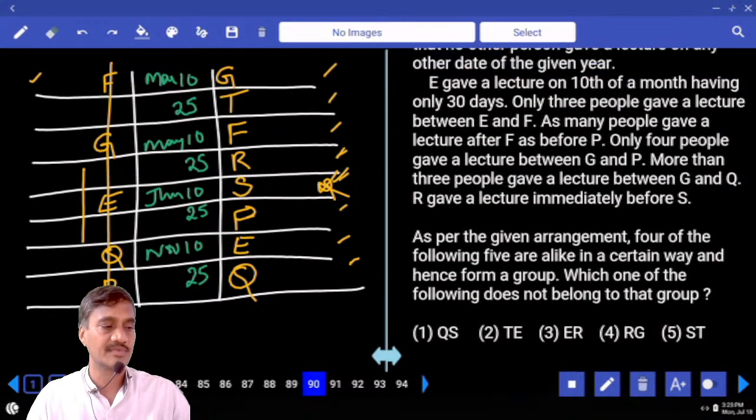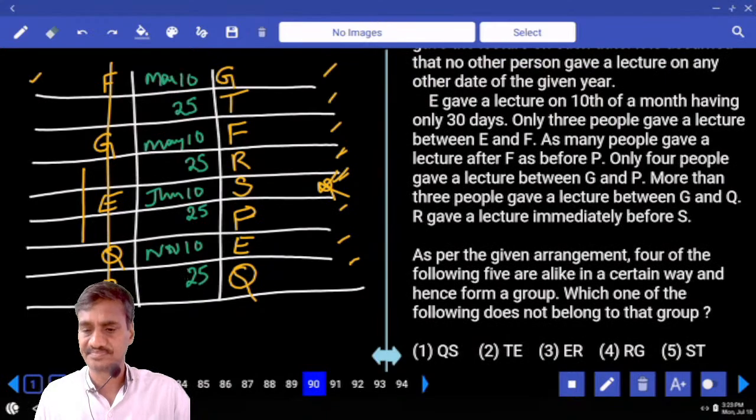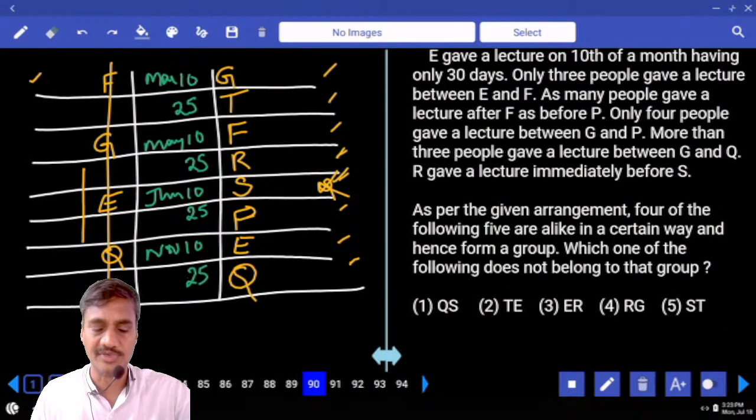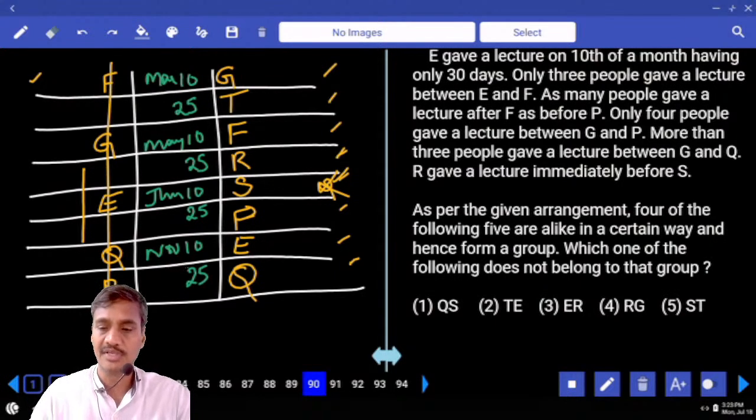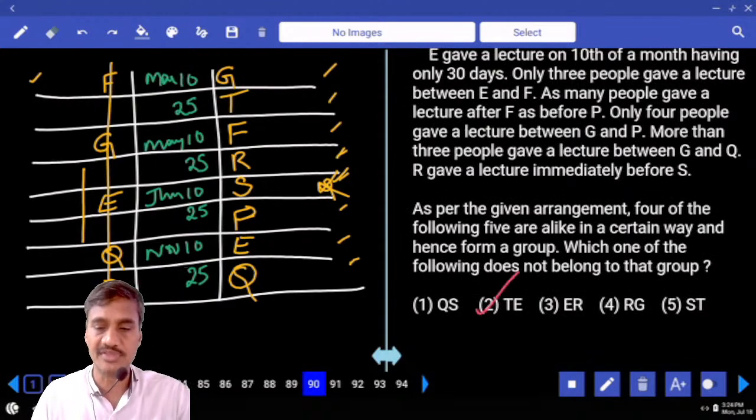And next, 90. As per the given arrangement, 4 out of the following 5 are alike in a certain way. That means odd one out. Q and S: between Q and S, there are exactly 2 people. Between T and E, there are 4 people. Between E and R, there are 2 people. Between R and G, there are 2 people. Again between S and T, there are 2 people. Then what is your answer here? Except choice 2, in the remaining there are exactly 2 people between these 2. And so choice 2 is the odd one, question number 90.